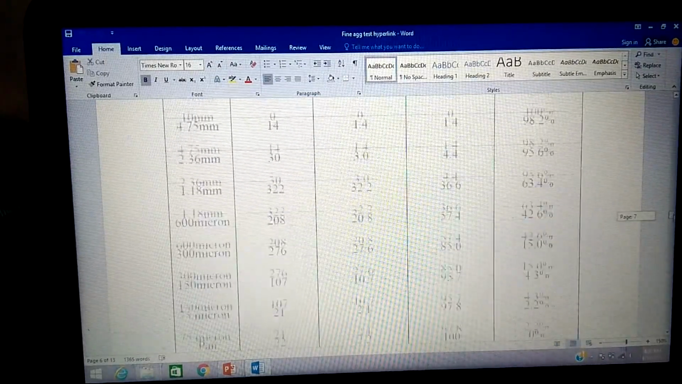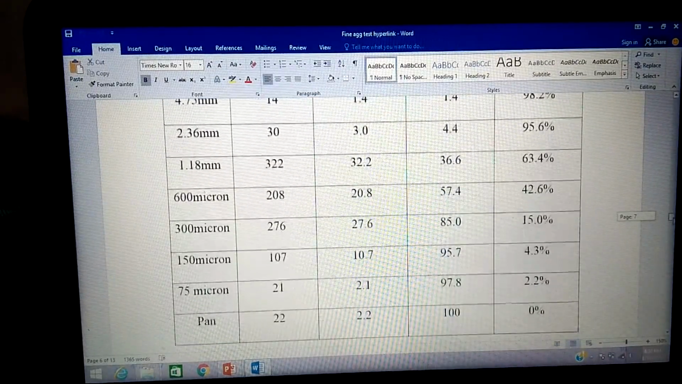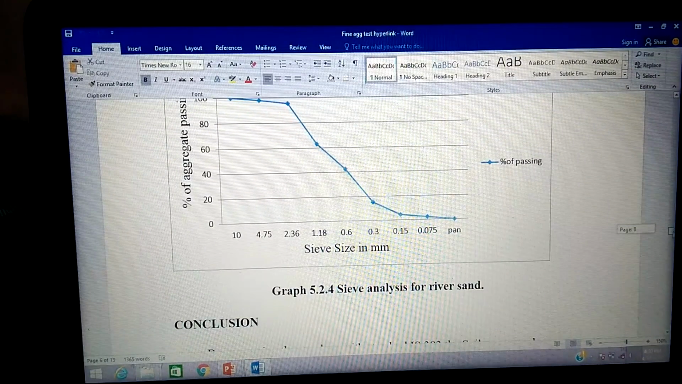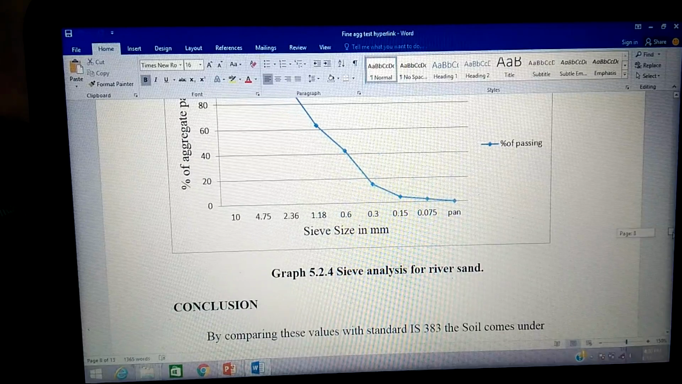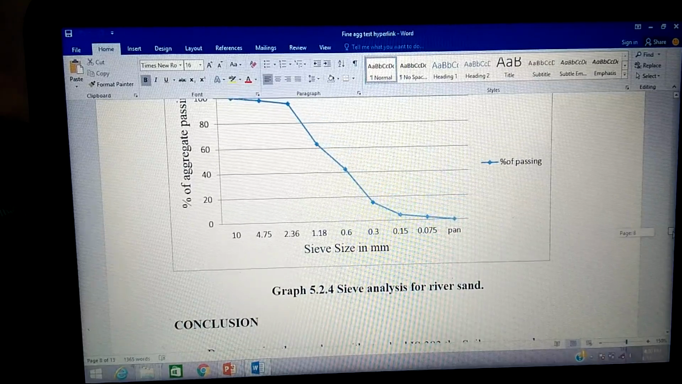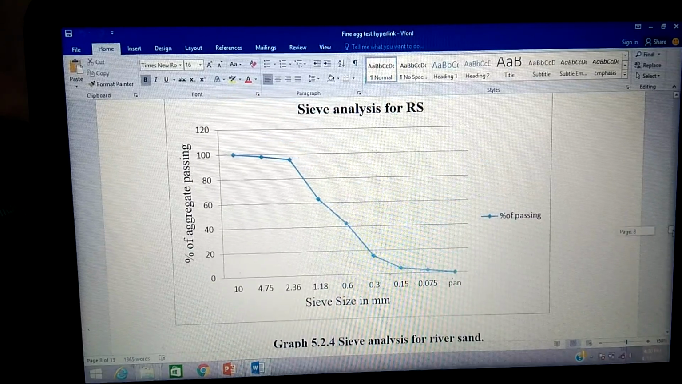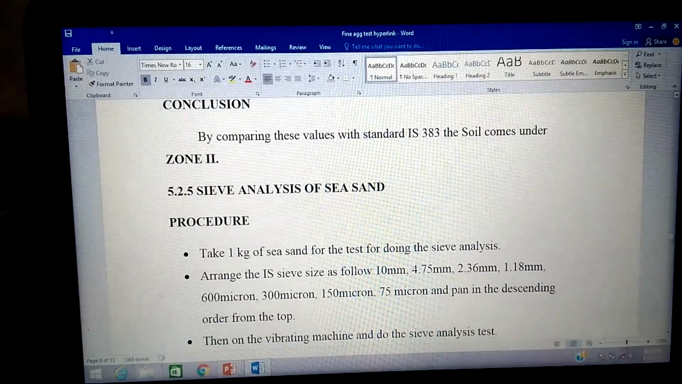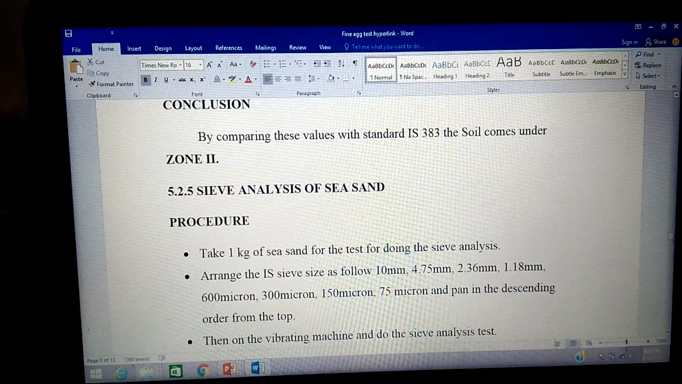Sieve analysis test has been done for our river sand. This is the sieve analysis chart we have done for river sand. And as a conclusion, by comparing our values with the standard, the IS Indian Standard Code Book 383, we gave the result that this sand comes under zone 2.